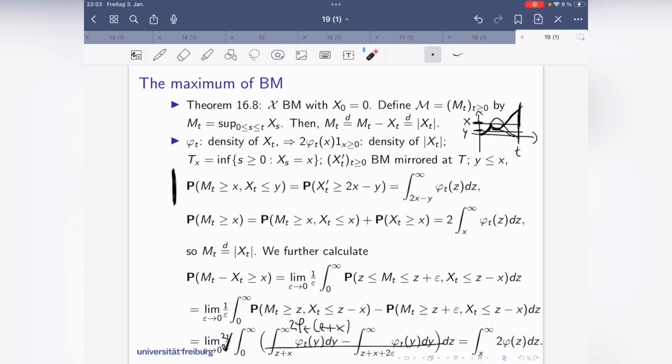And the integral from 0 to infinity of 2 phi_t of z plus x, I can also write, using some transformation, as starting from x to infinity and integrating 2 times phi_t of z dz. And again, I forgot a t. And again here, that's the same density as the density of the absolute value of X_t and of M_t, which means also M_t minus X_t has the same distribution.